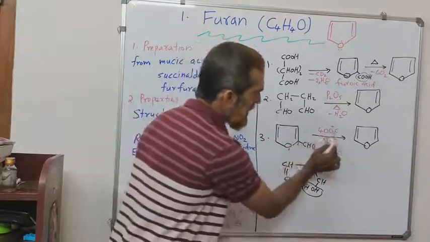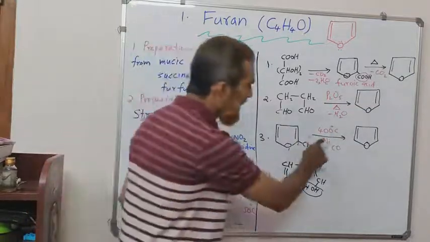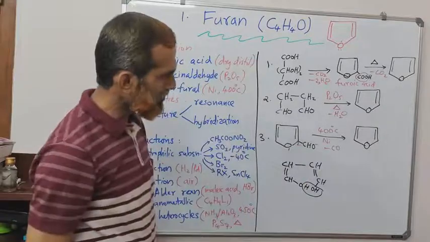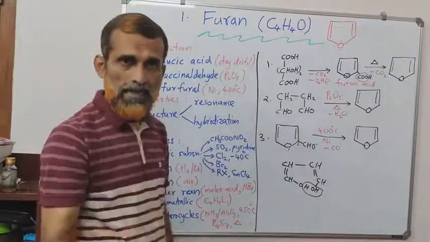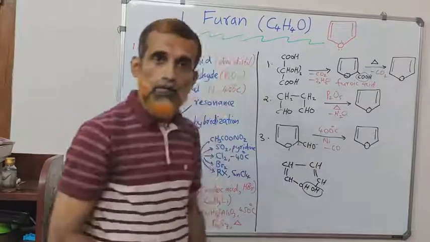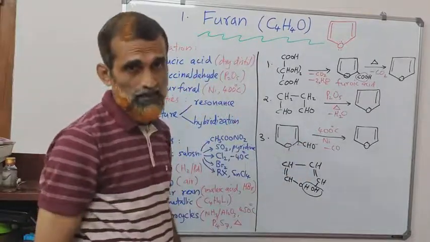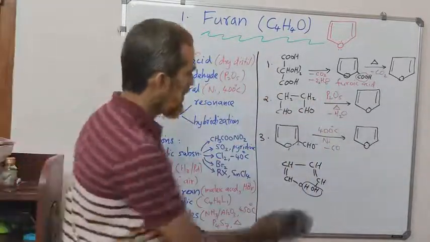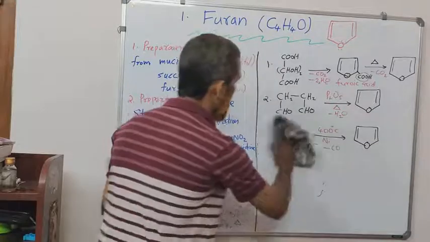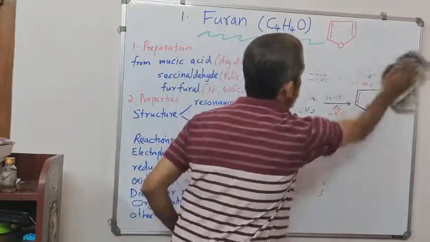On heating with nickel, Raney nickel, spongy nickel, or you can also use calcium oxide, heating at high temperature, it loses carbon monoxide and forms furan. Okay, so these are 3 methods of preparation of furan. Right. Now on to properties.